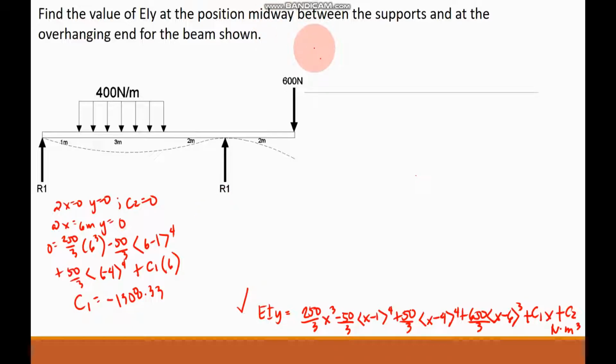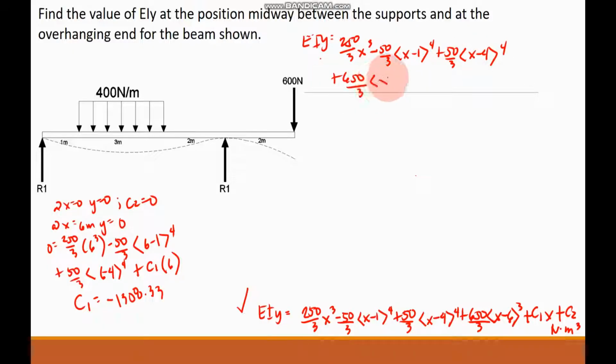Yan. So, kompleto na yung ating deflection equation. So, we have here EIy is equal to 250 all over 3 x raised to 3 minus 50 all over 3 of (x minus 1) raised to 4 plus 50 all over 3 of (x minus 4) raised to 4 plus 650 all over 3 (x minus 6) raised to 3 minus 1,308.33x.